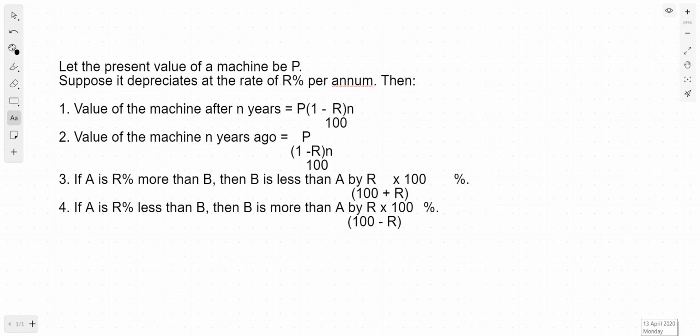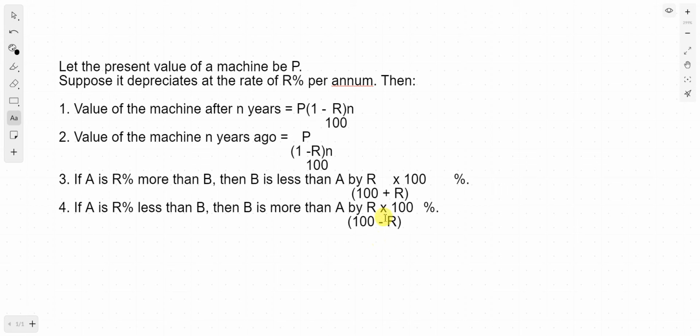But this is the change here. If you have a question with "less than" or "lesser", then you will have to remember that you will always use the formula which has addition in the denominator. And if you have a question which says "more than" or "greater", then you will have a value in the denominator which will always be subtracted.